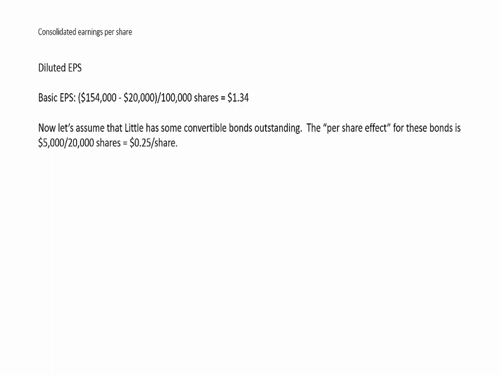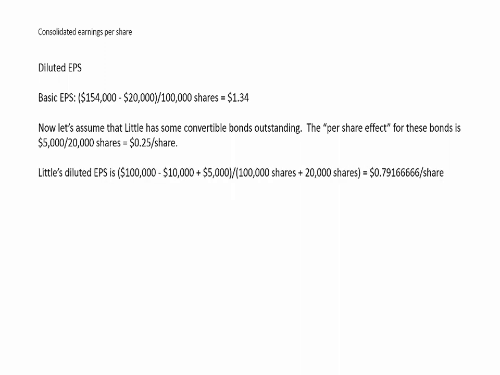So let's move on to diluted earnings per share. Just as a reminder, the basic earnings per share was $1.34 per share. Now let's assume that Little has some convertible bonds outstanding. The per share effect for these bonds is $5,000 divided by 20,000 shares, or 25 cents per share. And again, this business of computing diluted earnings per share and the per share effects is something you should be familiar with from your Intermediate 2 accounting class or equivalent. If you're rusty on that, you're going to need to review at some point before you move on to your professional career.